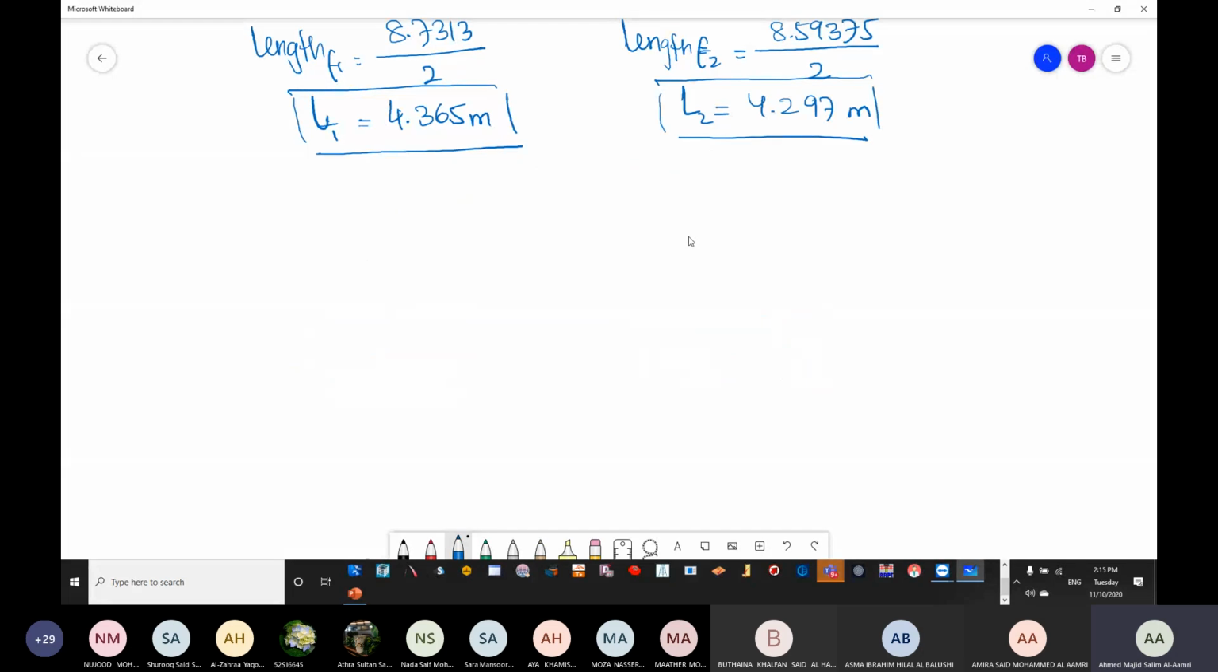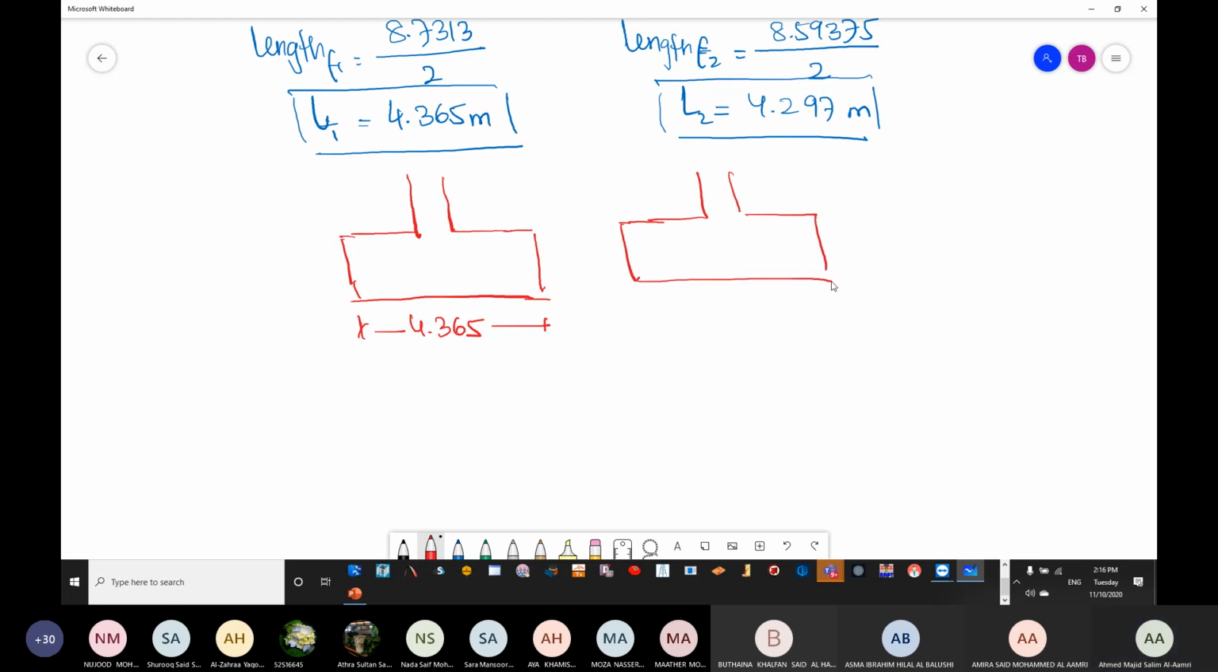After finding the length, let us try to draw once again to keep it a little bit simpler. Okay, so what I understood now is that this is my column number one, this is my foundation. So the distance from here to here is 4.365, and then the other column, the length is here, 4.297. Okay. Now, other than that, I know that the distance between this column to this column is 3.5 meter. Help me in finding how much is this distance from here to here. Can you help me? How much is the distance?